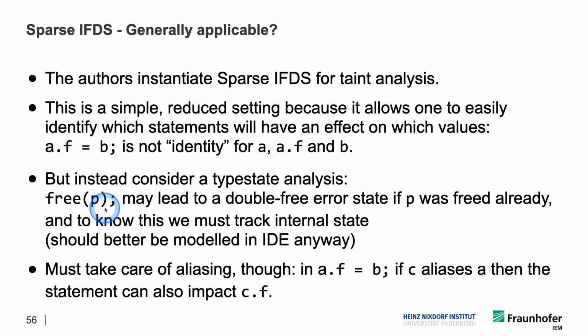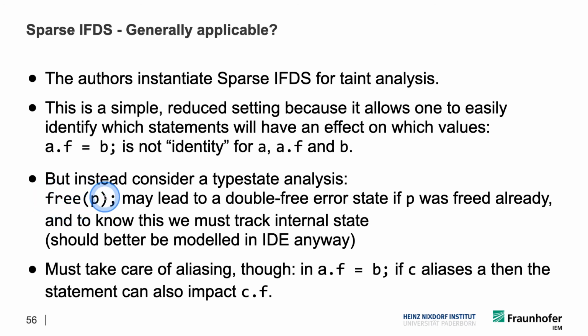But in order to know that you have a double free vulnerability, when you are looking at such a free statement here, you need to know through some internal state that the analysis is tracking that P has been freed already, right? So if you don't have that state, then this doesn't really tell you anything. And this is a simple example. You can have more complex type state properties, then this becomes even more clear.